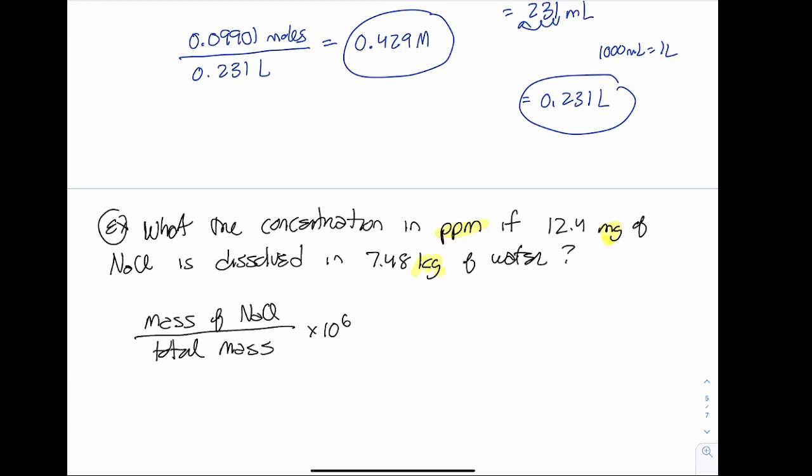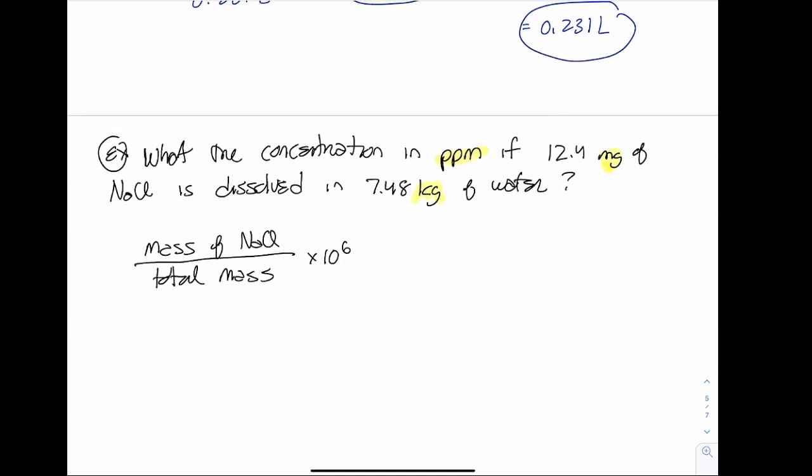Since milligrams is below my base unit and kilograms is above my base unit, if I went from kilograms to milligrams, I would actually go through grams. And if I went from milligrams to kilograms, I would also go through grams. So what I'm going to do is I'm just going to convert them both to grams. For me, that's the easiest way to do it.